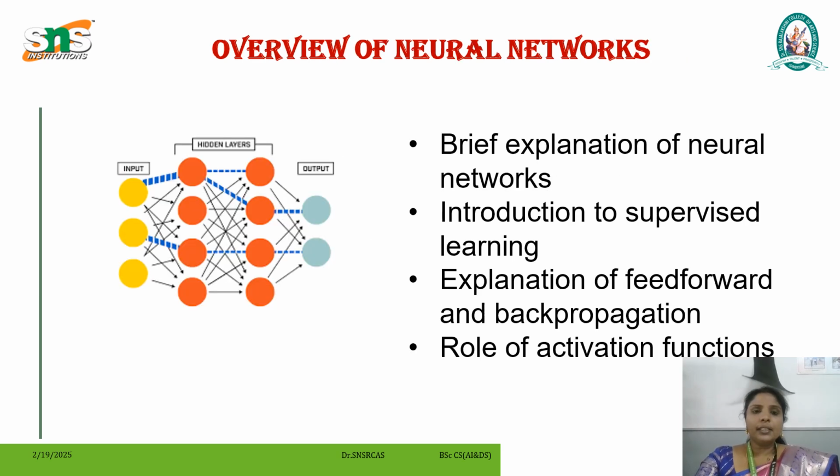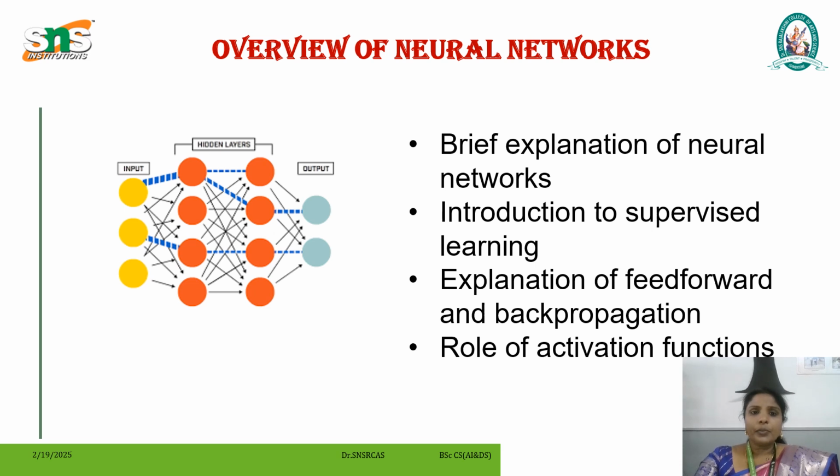Next, we see the overview of neural networks. A brief explanation of neural networks provides a concise overview, serving as a foundational concept for understanding the subsequent discussion on object recognition using these networks. Next, we see supervised learning. Supervised learning is a type of machine learning where models are trained on labeled data pairs, guiding the learning process through input-output mappings.